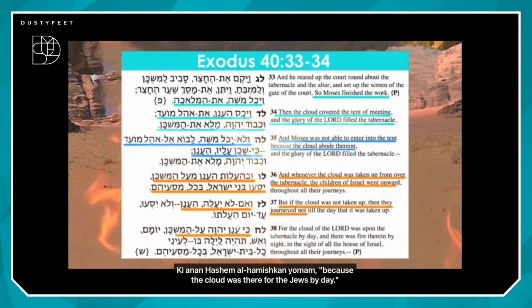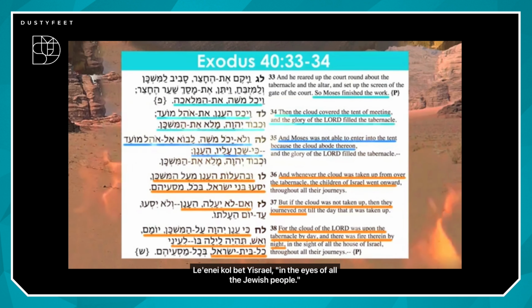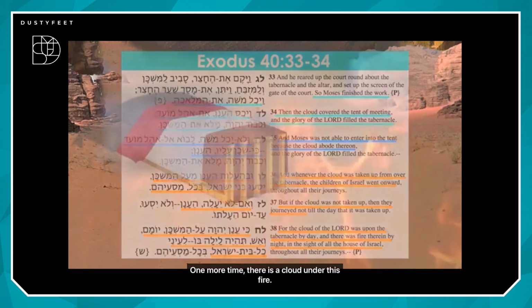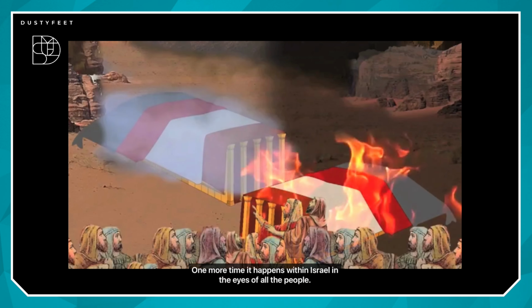Ki anan Hashem ala mishkan yomam, because the cloud was there for the Jews by day. Ve'esh tia layla bo, and at night it turned into fire. Leinei kol beit Yisrael, in the eyes of all the Jewish people. One more time, there's a cloud and there's fire. One more time it happens, Leinei b'nei Yisrael, in the eyes of all the people.